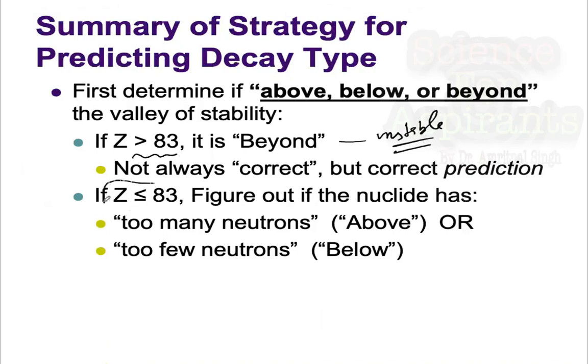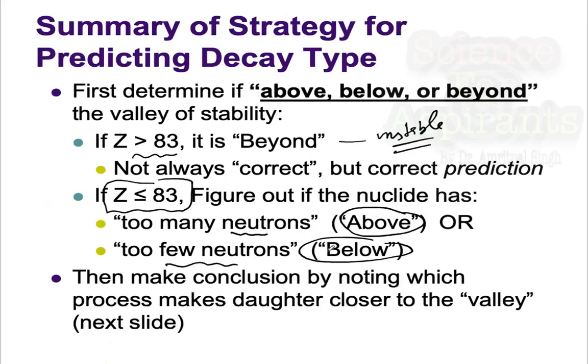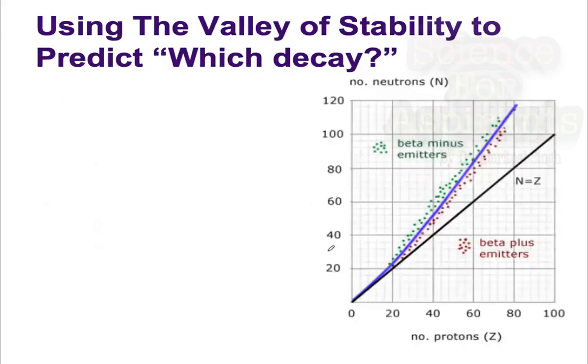And if Z is less than or equal to 83, then you have to figure it out whether the given nucleus or the given atom has a large number of neutrons or a smaller number of neutrons. Now, if it has a large number of neutrons as compared to protons, then this nucleus will lie above the stability belt. If it has fewer neutrons, then it will lie below this stability belt. So these make conclusions. By looking at this stability belt, you can get an idea about which nuclei are more stable as compared to others.